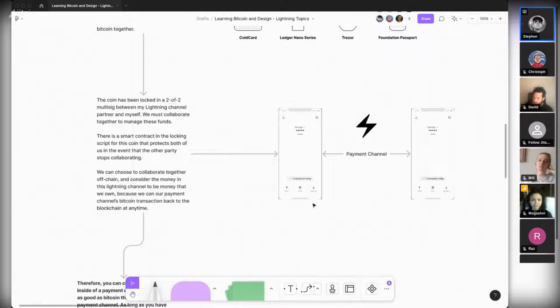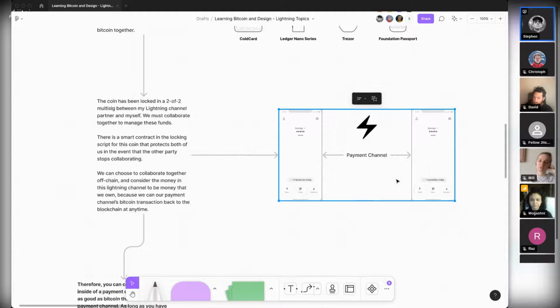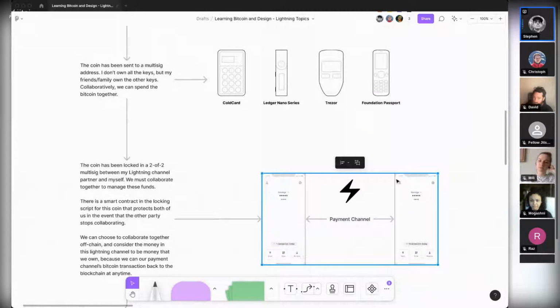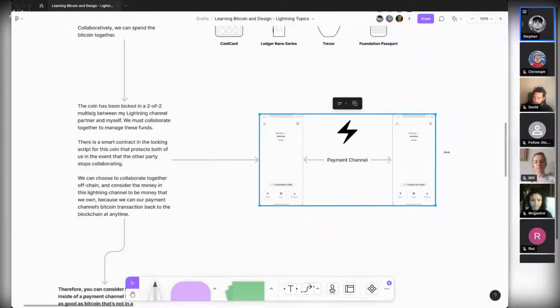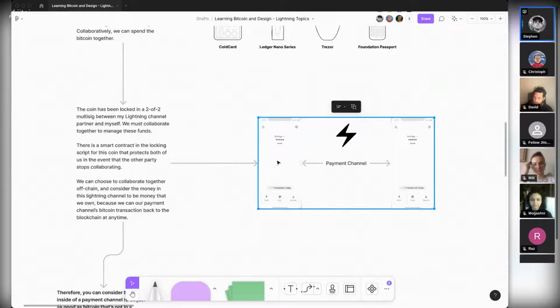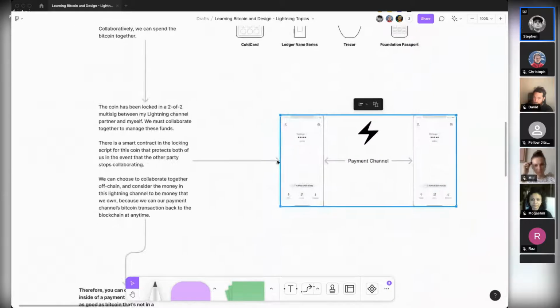So when you are on Lightning, all you're doing when you're forming a payment channel is basically forming a multi-sig setup between you and your channel partner. So let's say we've each got our Lightning nodes here, and we formed a payment channel together, and we really put our funds into a multi-sig vault, a multi-sig address, right? And so we're collaborating together in order to manage these funds.